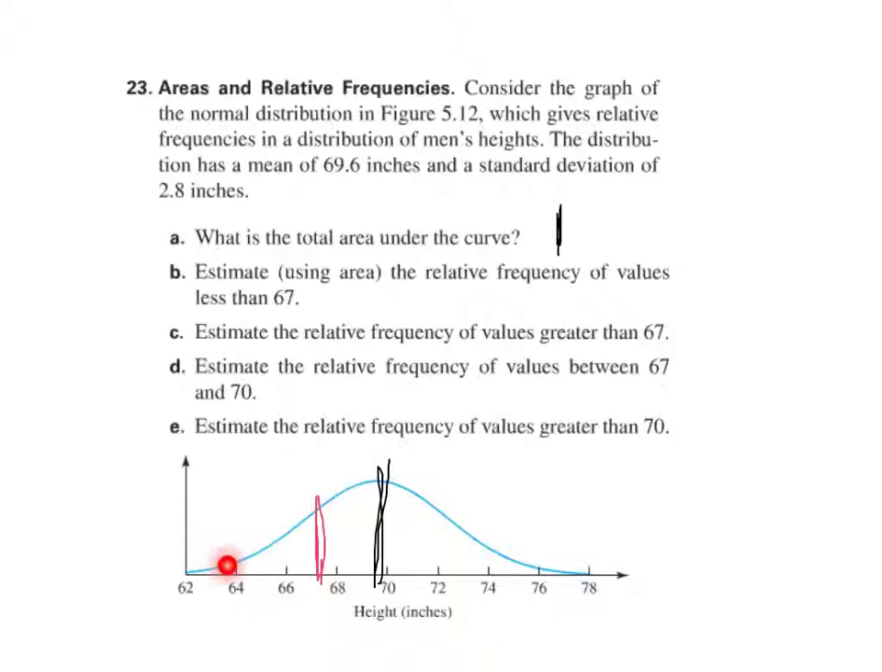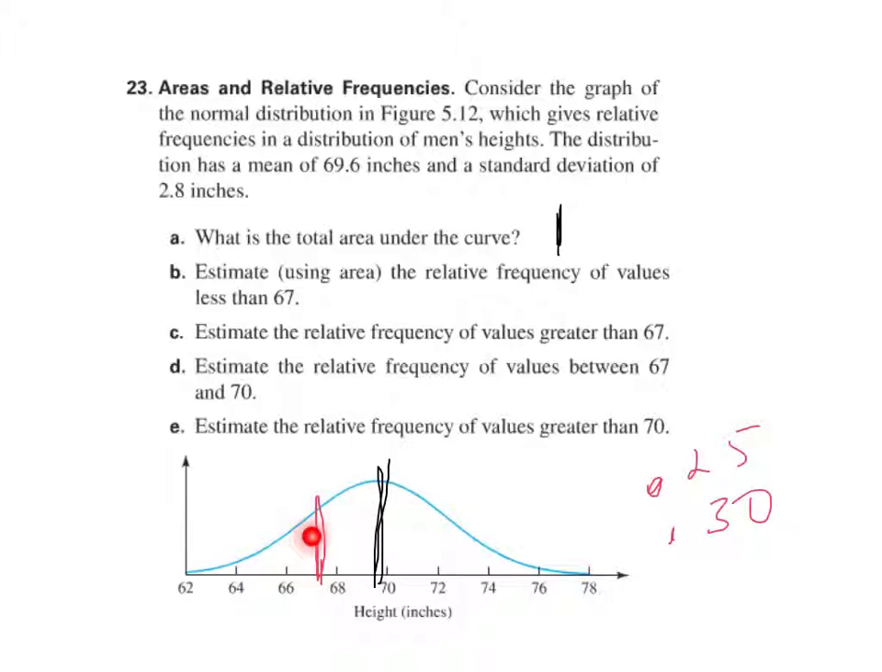So I know half of it is less than 70, and there's a lot more of it in between that mean, 69.6, and 67 than there is less than that. So, you know, I'm guessing a quarter, somewhere around 0.25, 0.3, clearly less than a half, right? So if you start looking at those multiple choice choices on my OpenMath, you'll see there's one that's very clear.